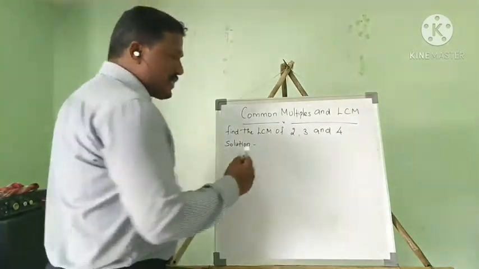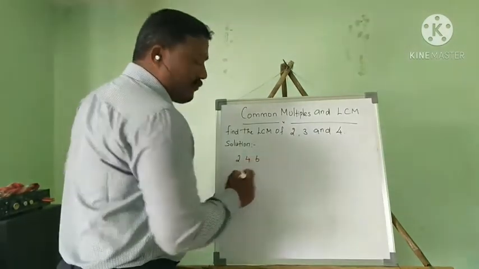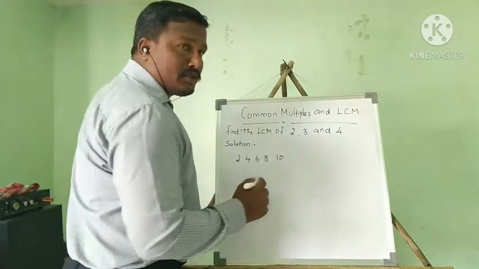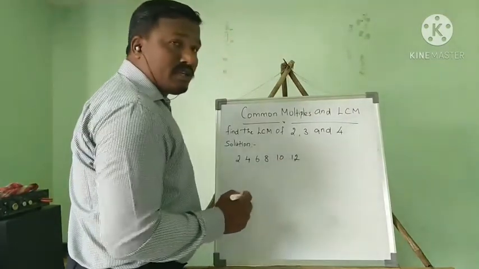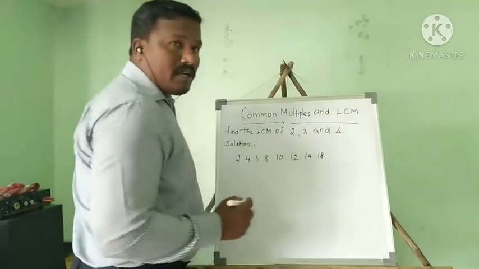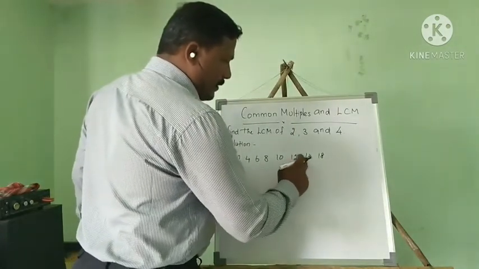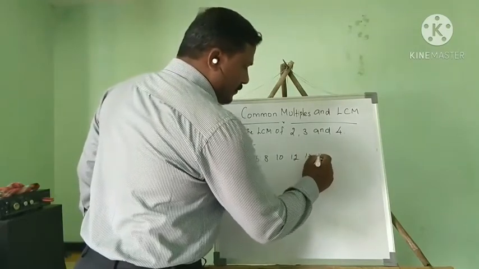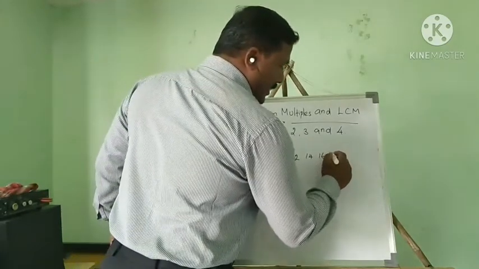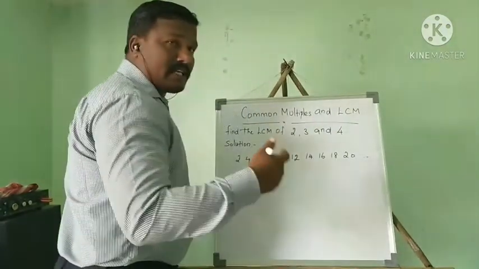You know very well, you have to say the 2 table. Then 1 2 is 2, 2 2s are 4, 3 2s are 6, 4 2s are 8, 5 2s are 10, 6 2s are 12, 7 2s are 14, 8 2s are 16, 9 2s are 18, 10 2s are 20. Okay, and so on.